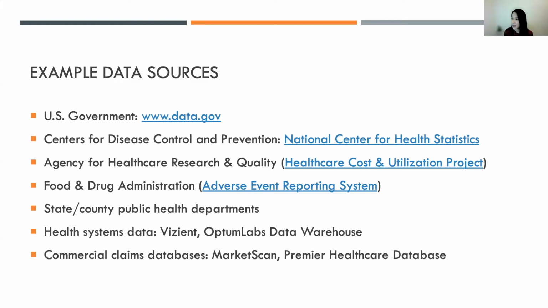And then the FDA also, of course, has the Adverse Event Reporting System, as well as the Vaccine Adverse Event Reporting System data that you can use. And then state and county public health departments have their local data that might be accessible. And I've added some examples of health systems data, as well as commercial claims data that are available as well.